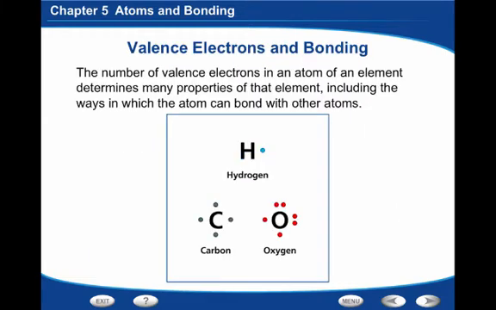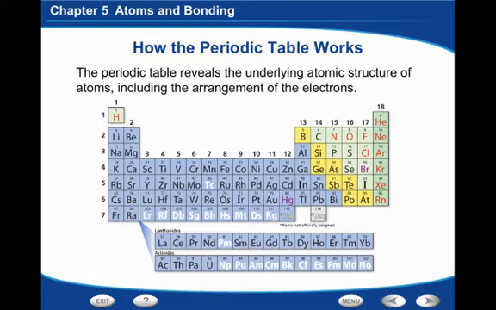So valence electrons determine the properties of each of the elements, how they're going to react, if they're going to want to react with other elements or if they're going to stay stable on their own. And they include the way that the atom's going to bond with something else. So if you're looking at the periodic table, it tells you the atomic structure.